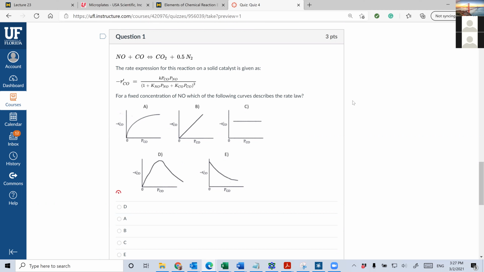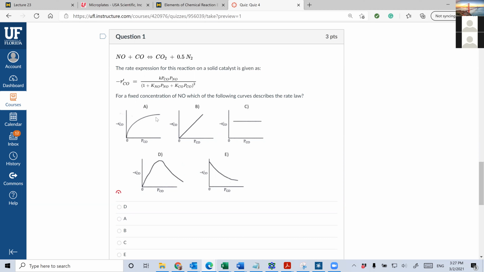So if you fix the concentration of nitrous oxide and you're looking at the graph, the graph is looking at concentration of carbon monoxide. At very low carbon monoxide concentration, it's very clear that you can eliminate the carbon monoxide from the denominator. So that means this is going to go as first order in carbon monoxide. So it's going to go as a straight line.